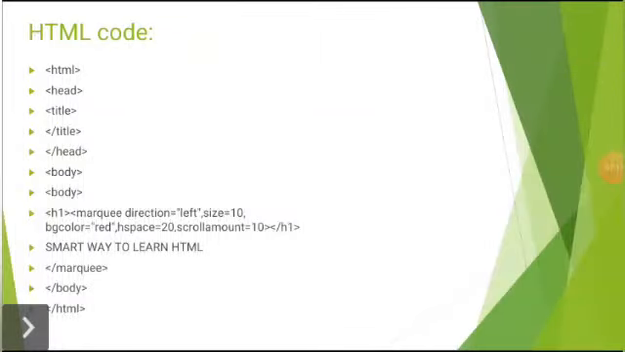This is our HTML code. HTML, head, title, then title close, head tag close, body. Then inside the body we are using the marquee tag. Direction, we are using the direction attribute equals to left, size equals to 10. Then BG color is equals to red, H space, then scroll amount is equals to 10, H1 close tag. Then "smart way to learn HTML", we are using this sentence over there. Then marquee tag is closed, then body tag closed, then HTML tag closed. We are using marquee tag inside this HTML code. We will see the output of this code.